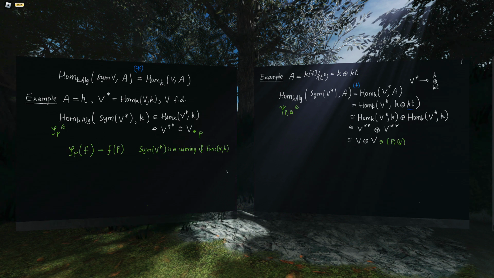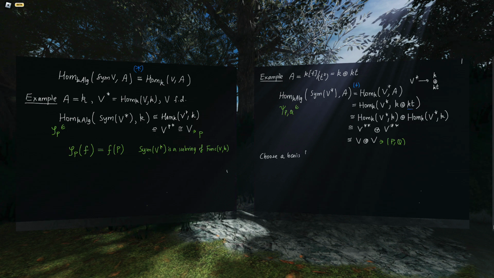Now, there is a way of explaining this without choosing coordinates, but maybe just for the sake of time, I'll now choose coordinates and explain how to think about it in terms of those coordinates, just because it's maybe a more familiar way of thinking about it. So let's do that. To understand what this corresponding k-algebra homomorphism is, let's choose coordinates.